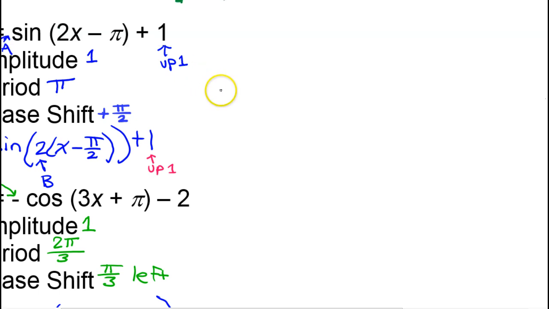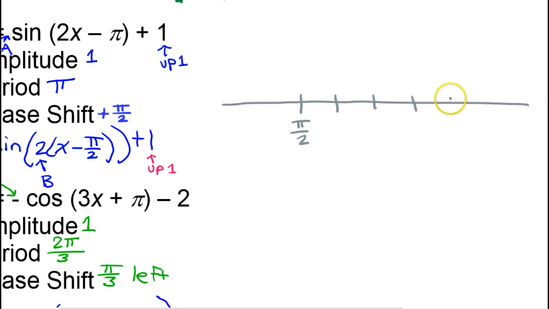Okay, so let's get our x-axis going. All right, so here is my x-axis. I'm going to leave space over here for the y-axis. So I'm going to put my first mark right here. And like I said, we start at the phase shift. So I'm going to put pi over 2 right here. Now I'm going to put down 4 more marks. 1, 2, 3, 4. So this will represent 1 full period. Each of these 4 marks represents a quarter of a period.